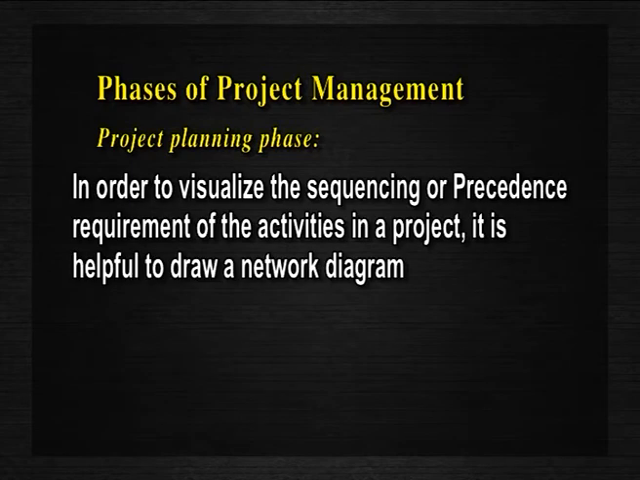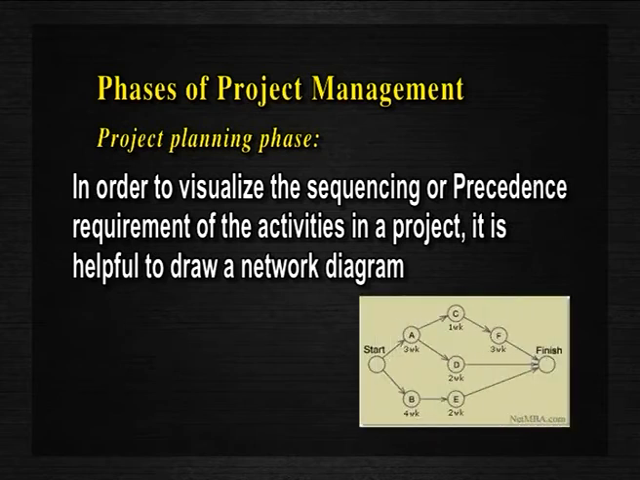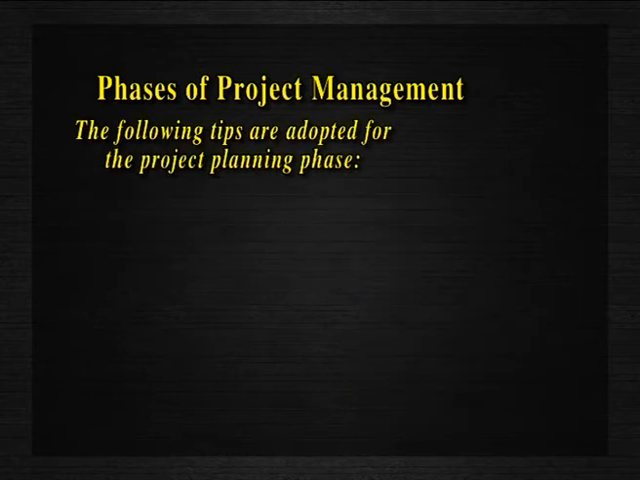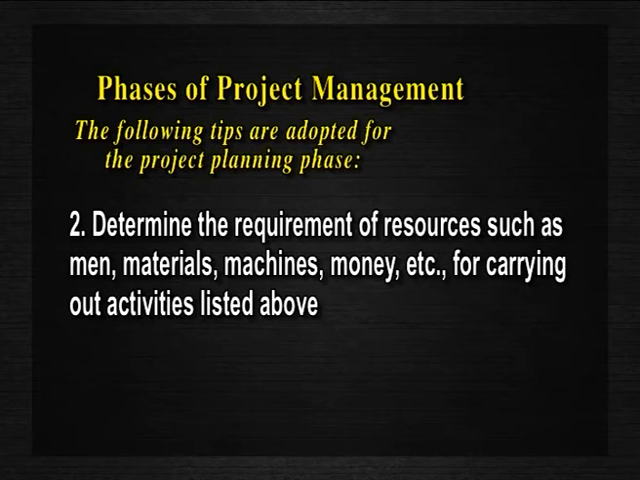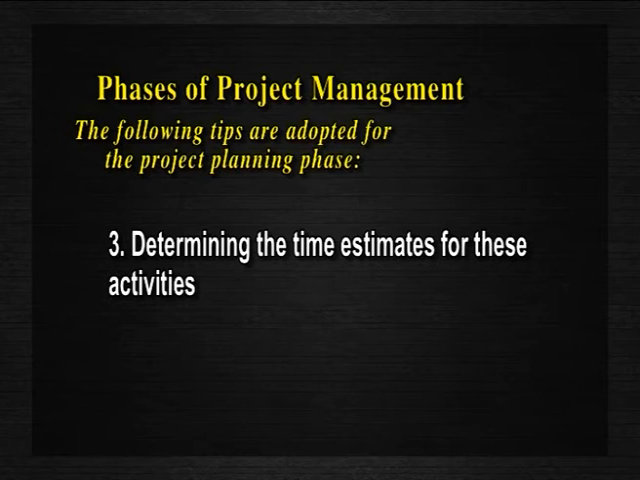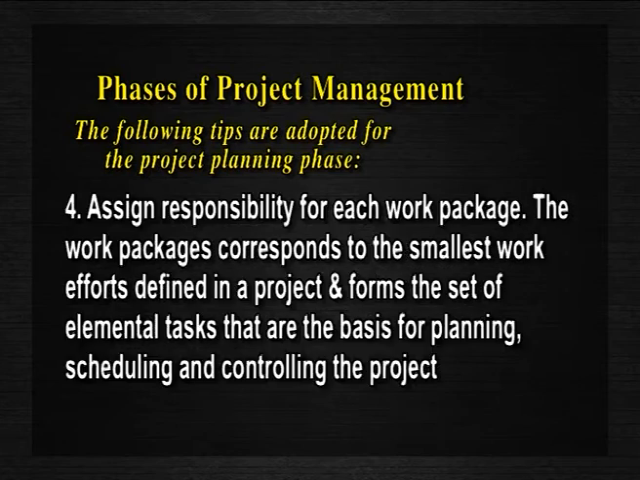In order to visualize the sequencing or precedence requirement of the activities in a project, it is helpful to draw a network diagram. The following steps are adopted for the project planning phase: identify the various activities or tasks or work elements to be performed in the project, that is, develop a work breakdown structure, WBS; determine the requirement of resources such as men, materials, machines, money, etc. for carrying out the activities listed above; determine the time estimates for these activities; assign responsibility for each work package.